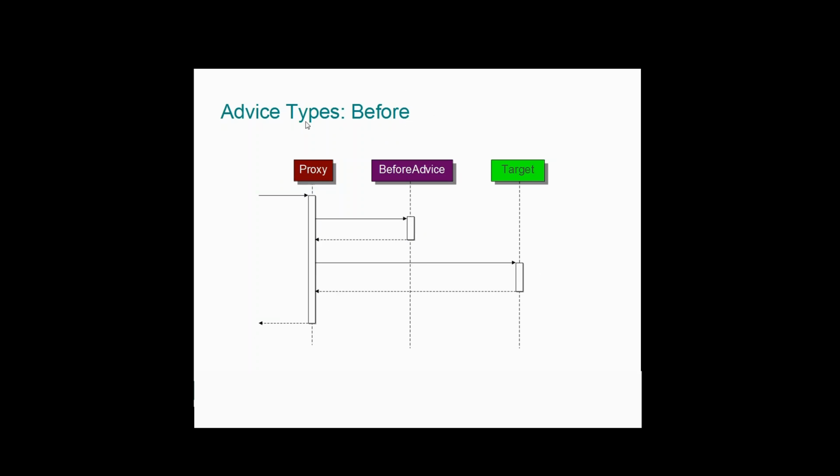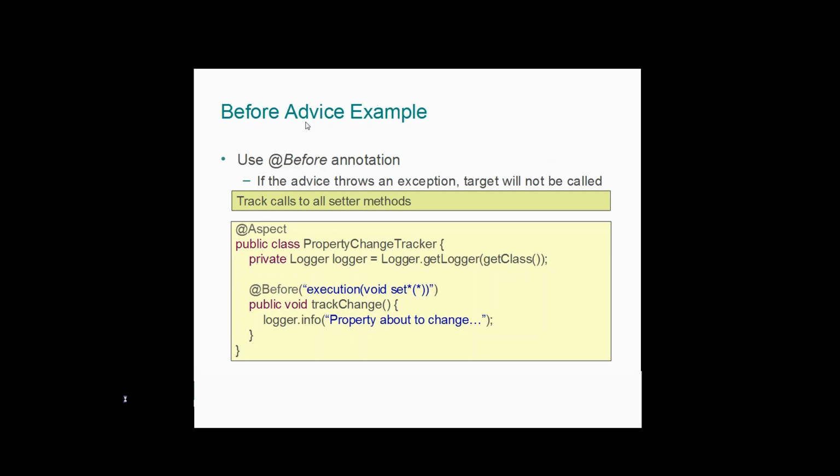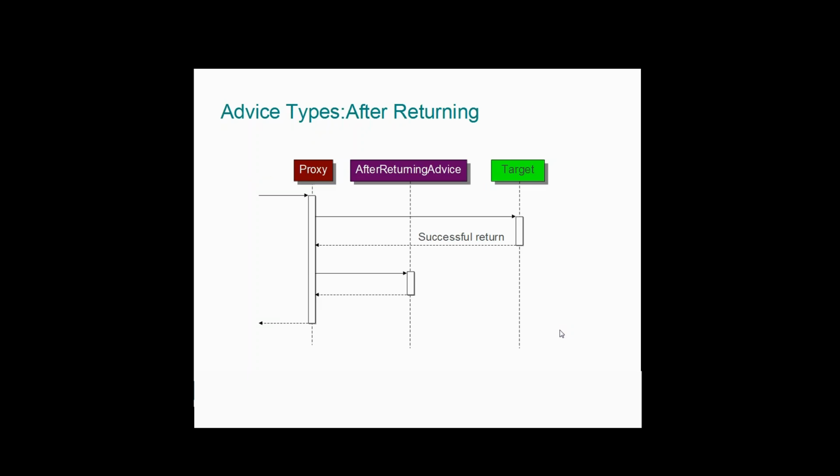This is one advice type, which is before. The way it is annotated is using this before annotation, which we saw. The only thing you need to make sure is that the generic logic you are going to put here will not throw any exception. If this throws an exception, it will not even invoke the target method. So that is one thing you need to take care of.